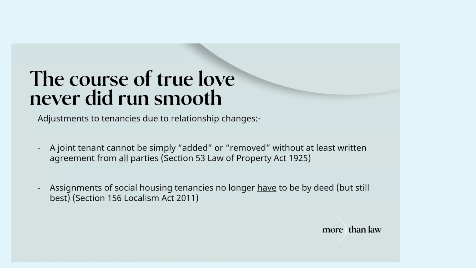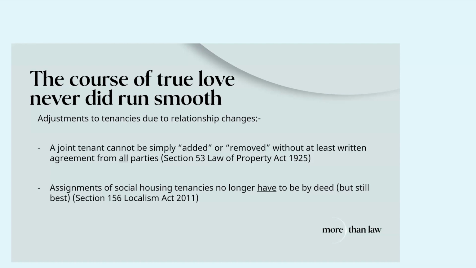So a joint tenant cannot be simply added or removed without at least some form of written agreement from all the parties. So that includes the landlord, any existing tenants, and anyone who's going to become an additional tenant, or if you're going to remove someone, they have to agree to it in writing. And that is a legal requirement of Section 53 of the Law of Property Act 1925.